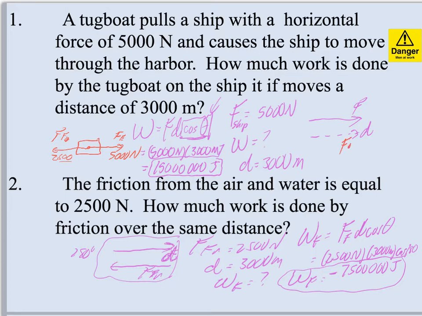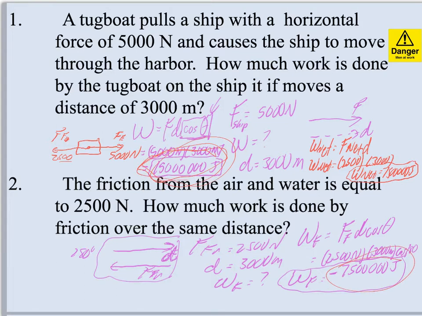So the net force times the distance. Well, it's the same distance, right? 3,000. And then the net force is now 2,500. So the net work is going to be 2,500 times 3,000, which is 7,500,000. So that would be the net work, 7,500,000 joules. You could have also just taken the 15 million and subtracted 7,500,000, and you would have gotten the same answer in both cases. So there's really two ways to do that one.